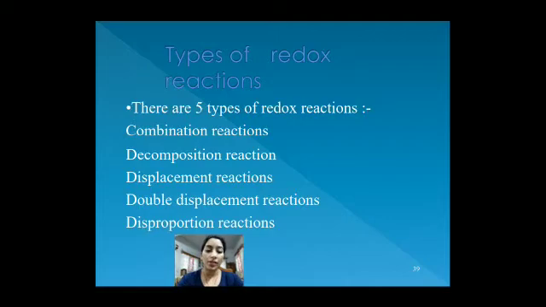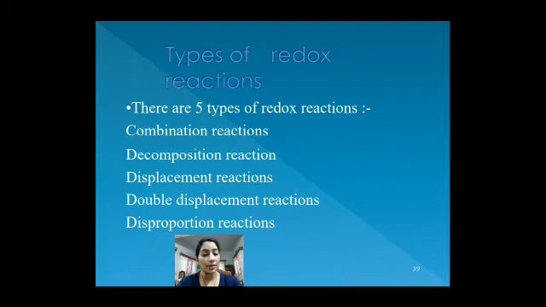Second is a decomposition reaction. Decomposition means whenever breaking of a big molecule into smaller molecules is called the decomposition reaction. Third is a displacement reaction. What is displacement? Displacement means replacing one element by another element is called the displacement reaction.